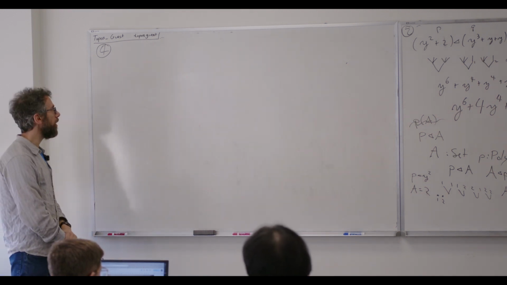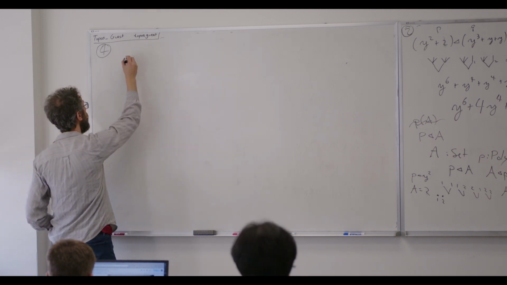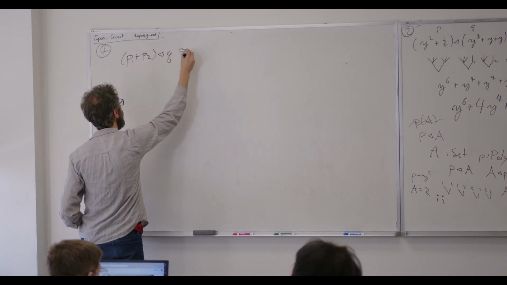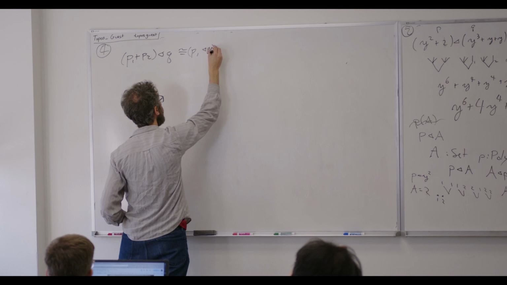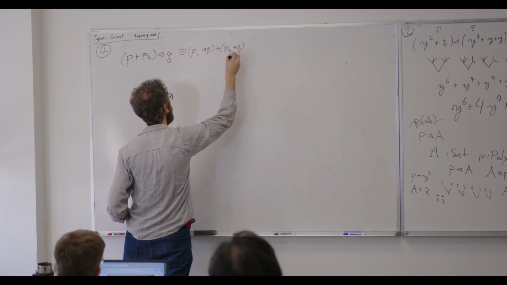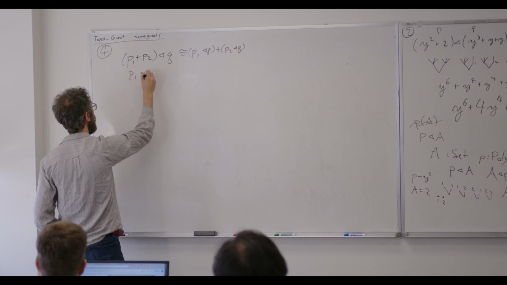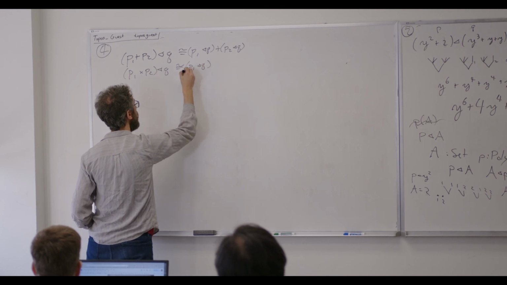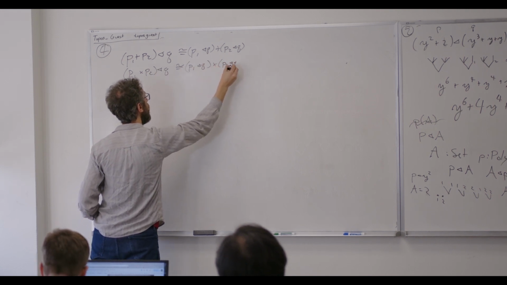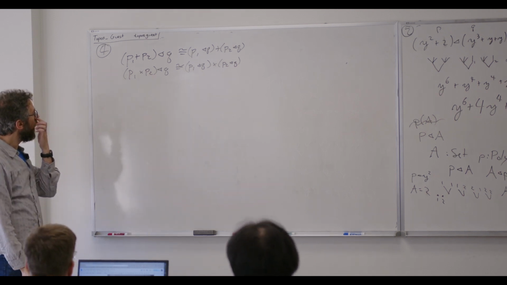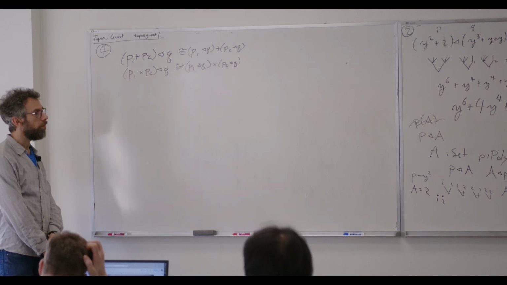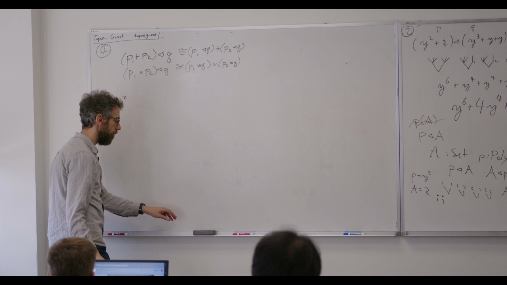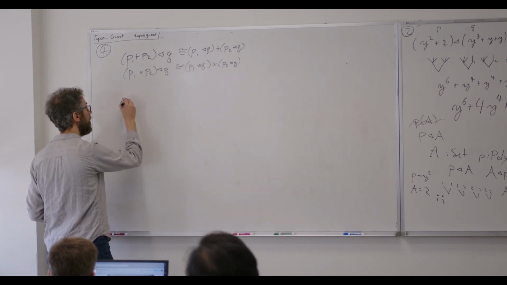Okay, so I wanted to mention some facts. Do you agree that (P1 plus P2) composed Q is P1 composed Q plus P2 composed Q? See if you can think about why that would be. And same with times. Can you say what times is in terms of trees? What is P1 times P2 as a tree?